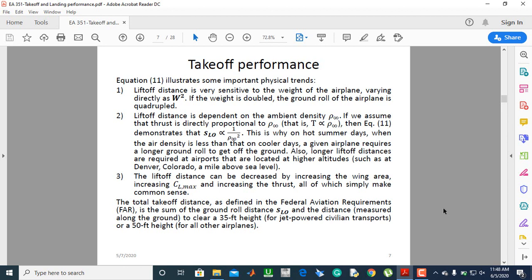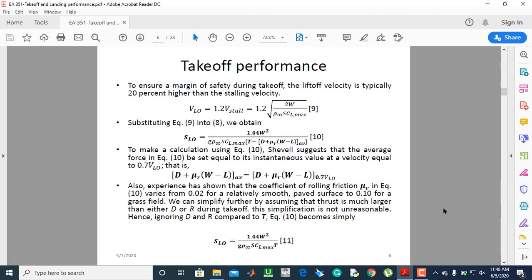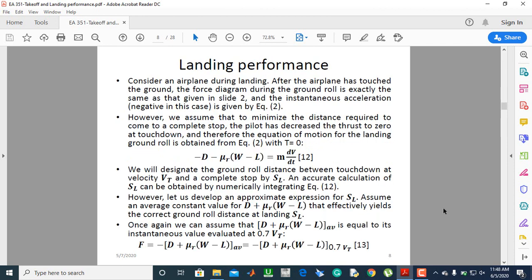Alright, then also from equation 11 you can tell that this lift off distance also depends on the density. So if you are landing on a very cold day, you need a shorter runway compared to when you are landing on a very hot day, because when it's hot the density is less, and if the density is less, it means that the lift off distance will be greater. And also the lift off distance will depend on the wing area and the lift coefficient. And this makes sense from the equation. Hopefully it does.